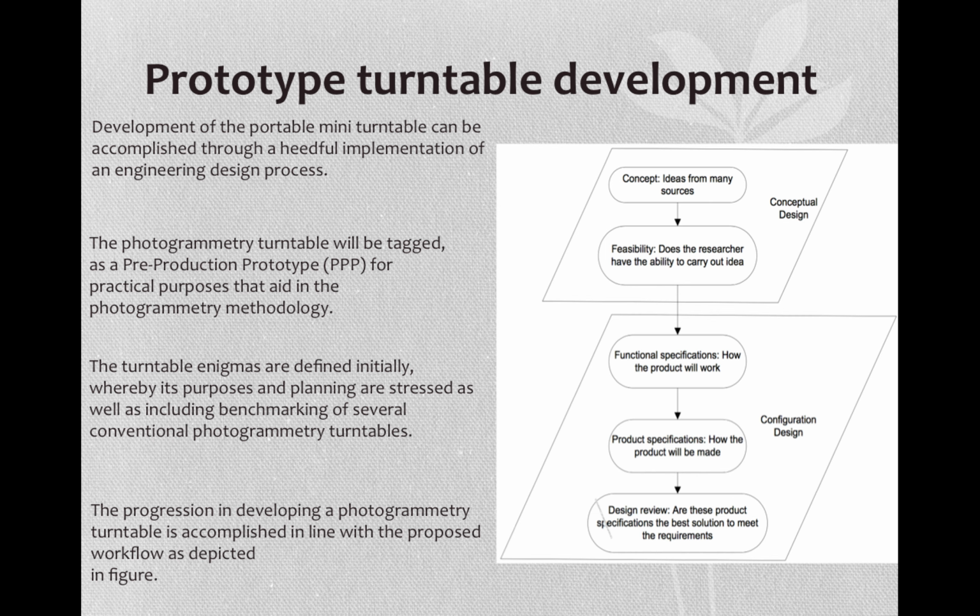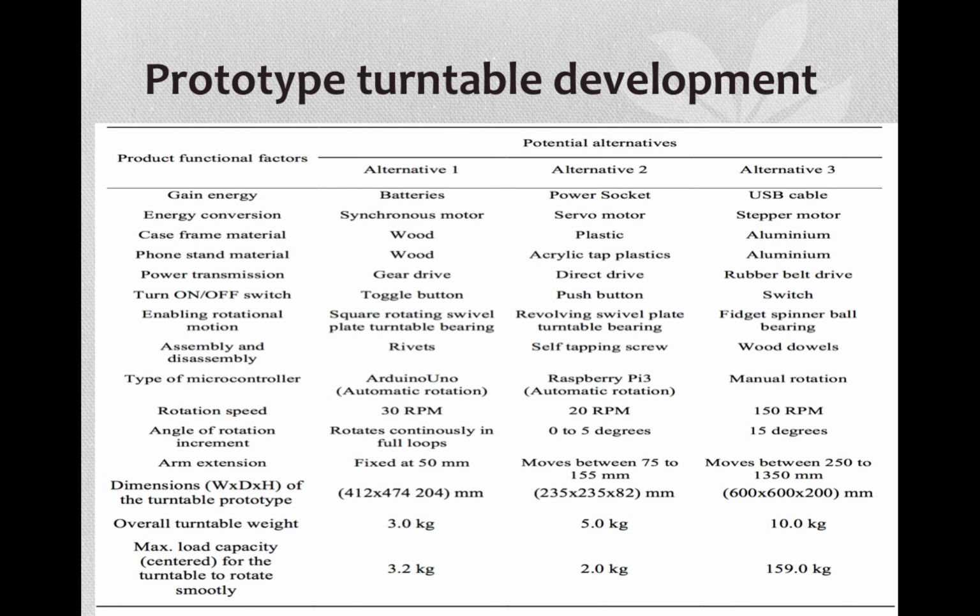The development of the portable mini turntable can be accomplished through an implementation of the engineering design process, whereby every aspect of the characterization as well as the specification are inspected before testing and verification of the product is made. Additionally, this photogrammetry turntable is tagged as a pre-production prototype (PPP) for practical purposes. This pre-production prototype has to be developed through several potential design alternatives to ensure a suitable design is functionally efficient, easy to use, and robust to respond to inputs. As a result, the embodiment design is the most vital phase in the fundamentals of engineering design study. Thus, the table shows the functional factors and alternatives to be considered for the development of the portable mini turntable in the study.